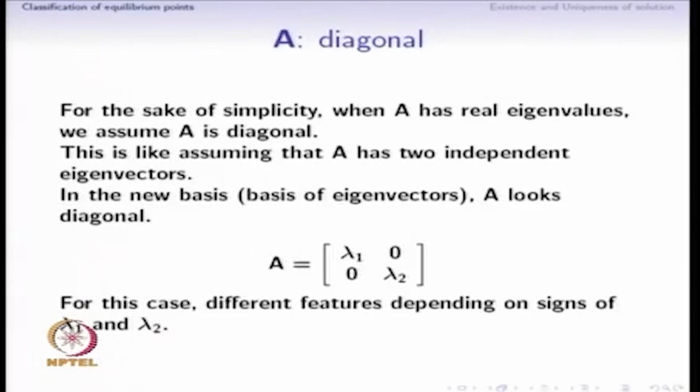We will start with the situation that when A has real eigenvalues, A is already diagonal. This is like assuming that A has two independent eigenvectors. Because it has two independent eigenvectors, in a new basis, in which basis? In the basis comprising of the eigenvectors, A looks diagonal, which we also say A is diagonalizable. So, in this new basis, A already looks diagonal. That is the reason that we are assuming this situation. In this case, there are different features depending on the signs of lambda 1 and lambda 2.